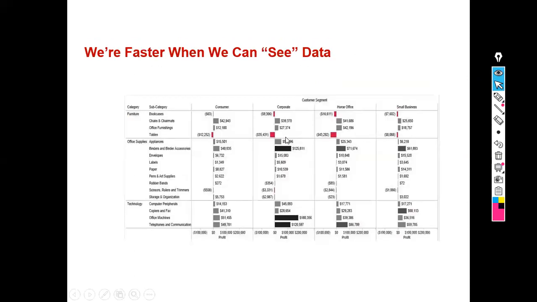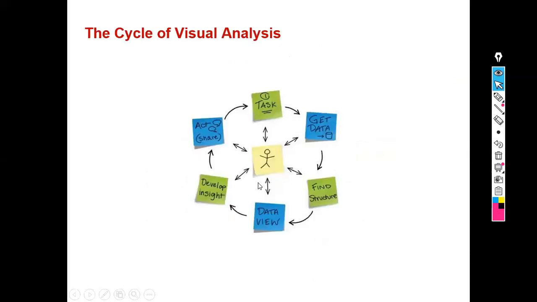So by seeing this, I can easily understand. This is put in the form of visualization. So there might be red colors as the losses, or black colors as the profits or revenues. I can see that. So when I put the data in the form of visual things, I can understand them in an easy way. So this is the life cycle of visual analysis that we will follow.